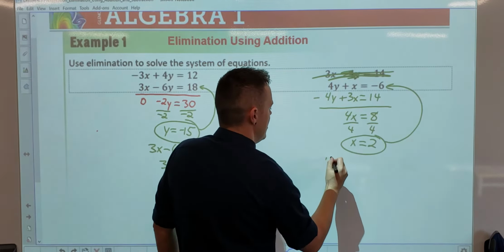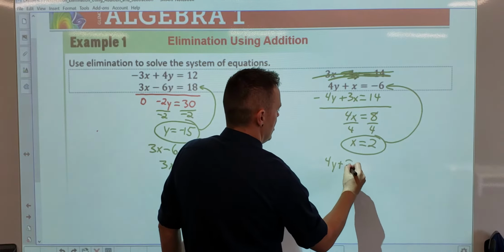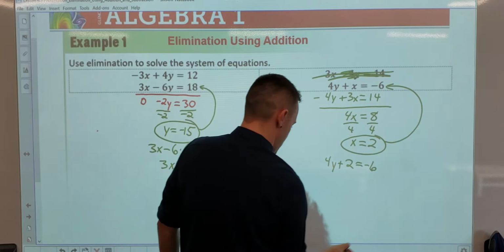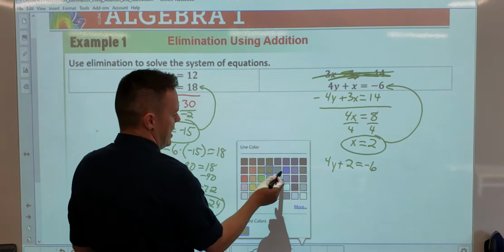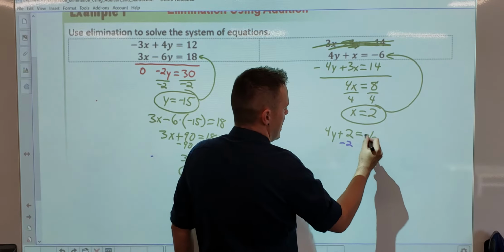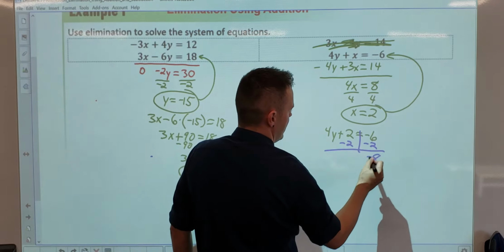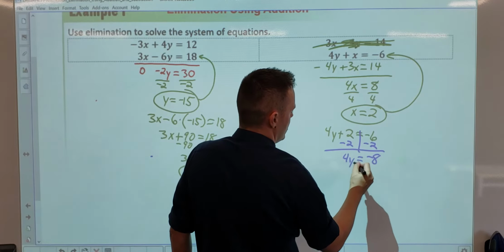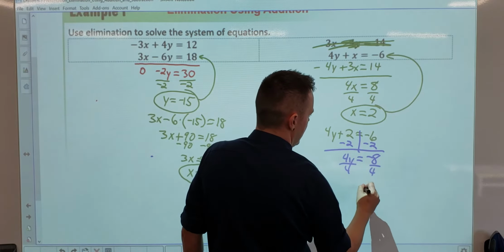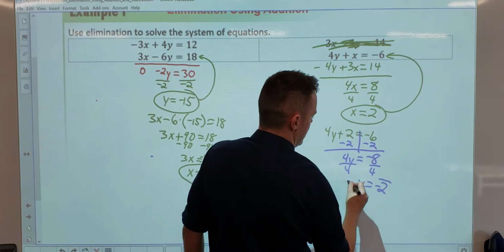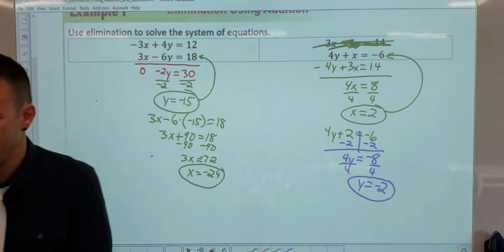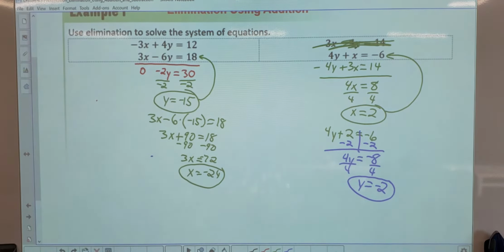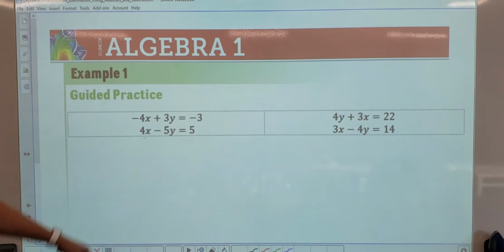Like I said, this one is going to be a little bit more challenging for some of you, but it shouldn't be that difficult. So instead of putting in x, I put in a 2. Hopefully you guys can see that. And then you would subtract 2 from both sides. This is negative 8, 4y equals negative 8, divide by 4, and you have y equals negative 2. So there are my two values. Your turn.